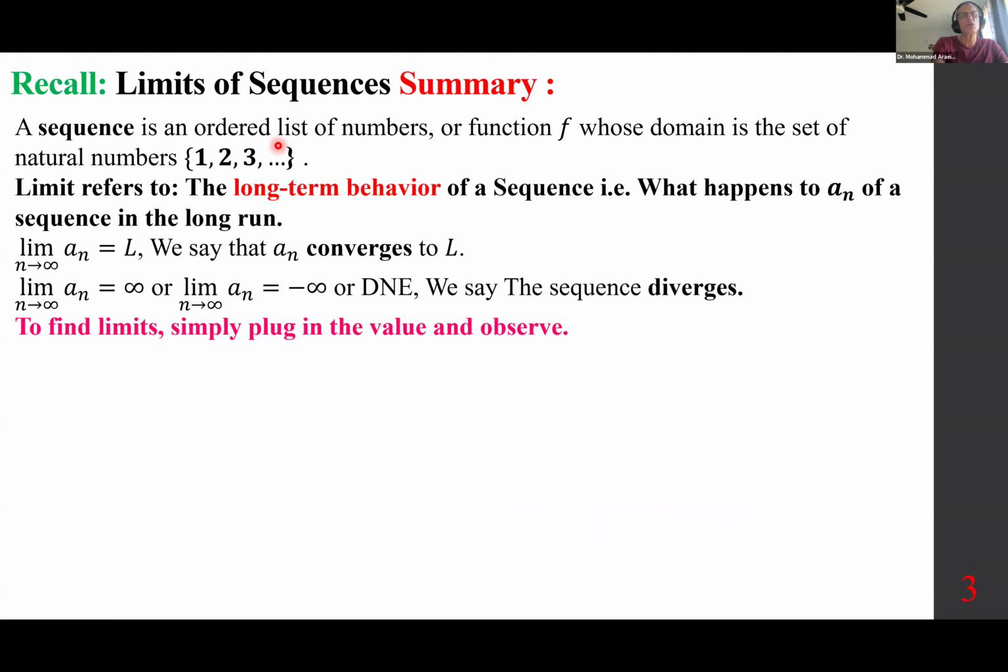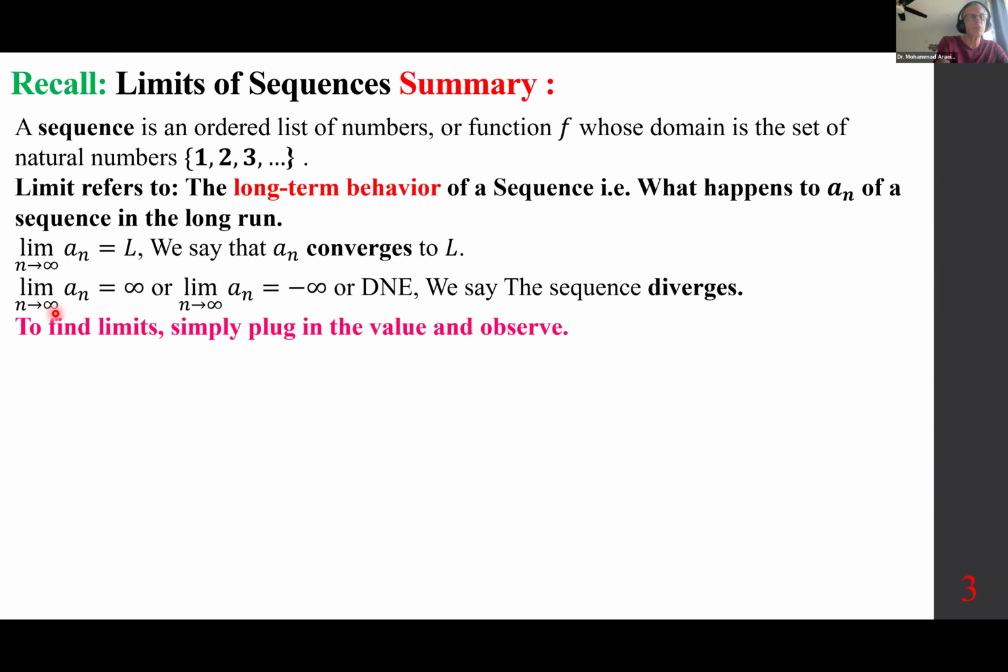A sequence is an ordered list of numbers or function f whose domain is the set of natural numbers 1, 2, 3 to infinity. Limit refers to the long-term behavior of a sequence, i.e. what happens to a sub n of a sequence in the long run. The limit of a sub n as n approaches infinity is L. We say that a sub n converges to L.